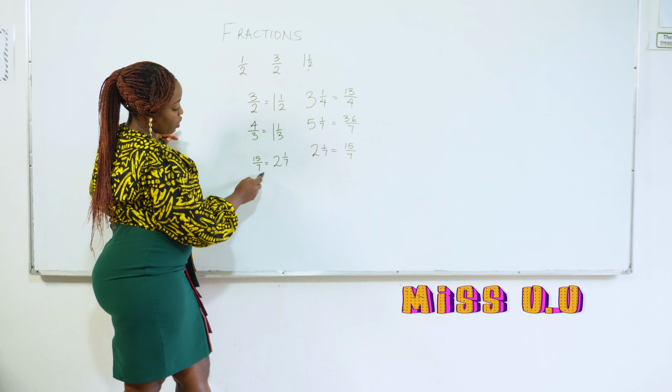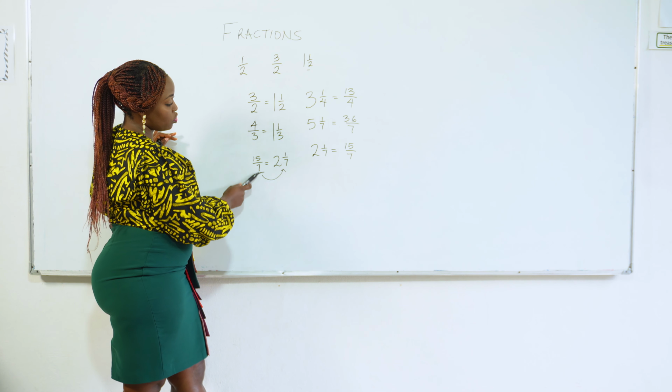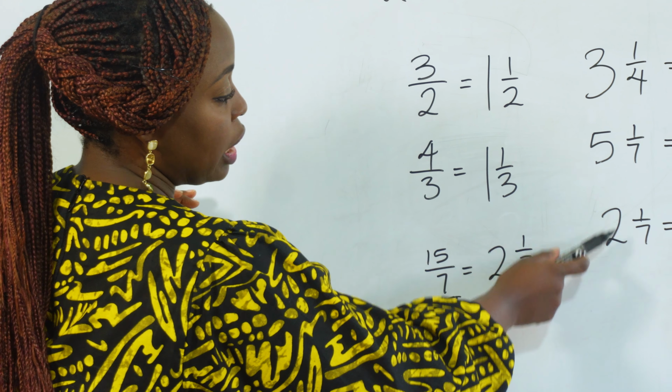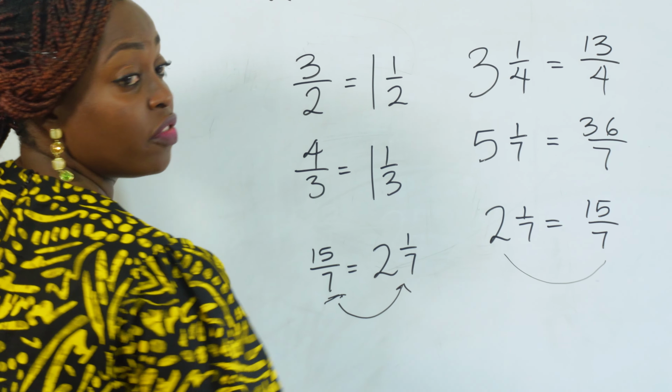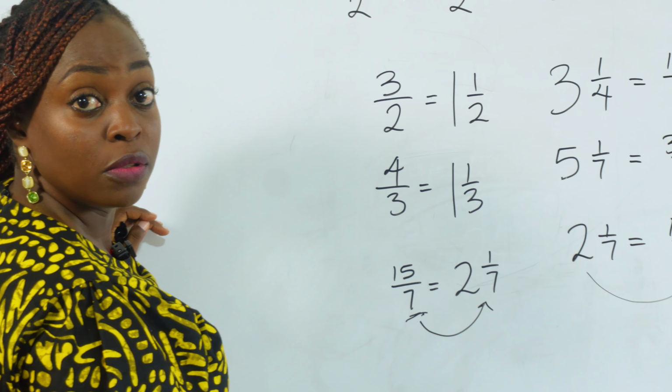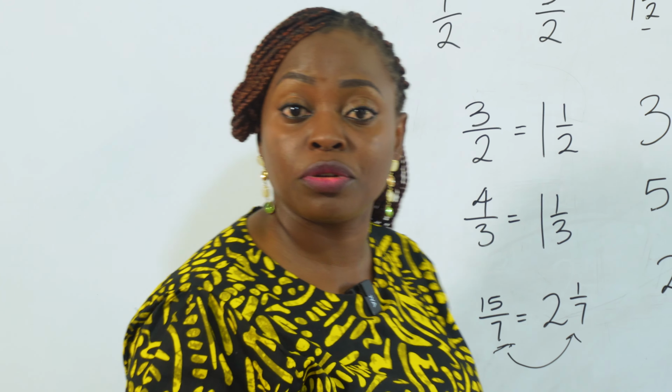Now look at this. When we converted from our improper fraction to a mixed number, that's what we had, right? 15/7 is 2 and 1/7. Now we converted 2 and 1/7 to an improper fraction and we landed back at 15/7. So really, that's it. That's how you convert between an improper fraction and a mixed number.